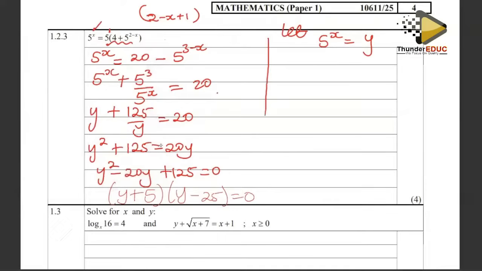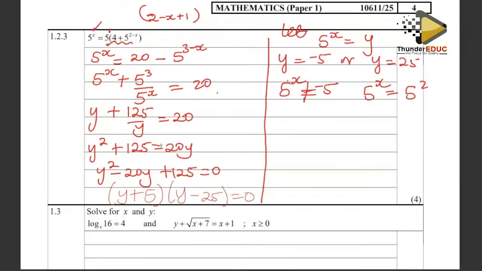Then, meaning that y is negative 5 or y is 25. So we can never have a solution whereby the exponent is giving us a negative answer. So we don't have solutions for that. But then 5 to the x can give us 25, which is the same as 5 squared, meaning that our x is going to be 2. That's how I would have gone about this question to obtain my value of x.